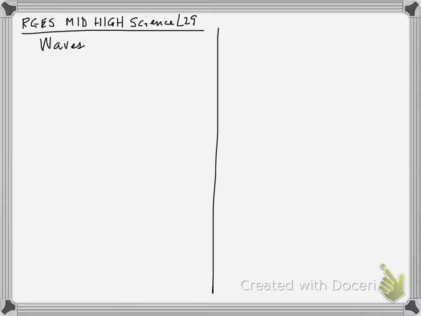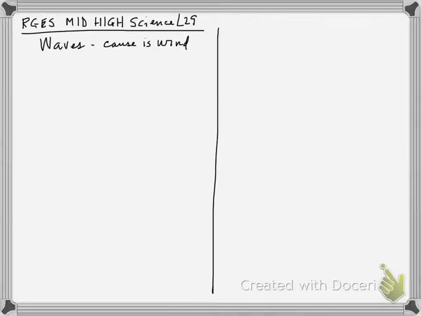Let's think about it for a minute. Waves are things that we see on the coastline. We see them even out in the middle of the ocean. So the cause of waves is wind. The wind blows on the surface of the water and it causes a wave to form.